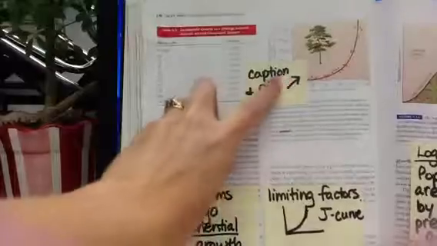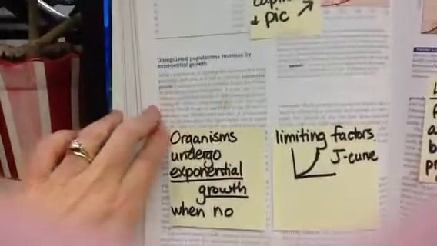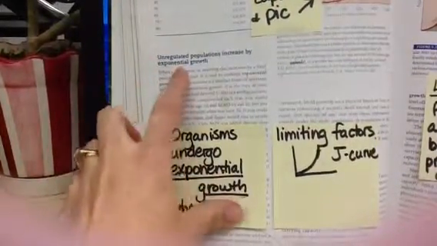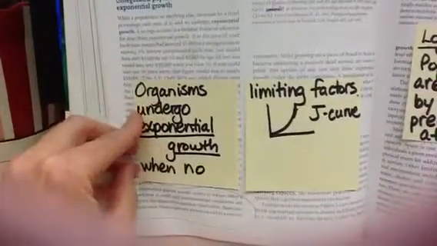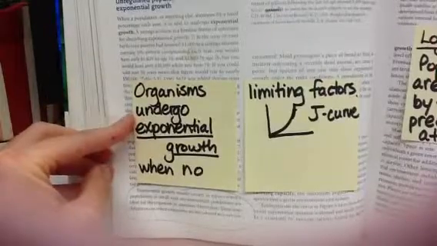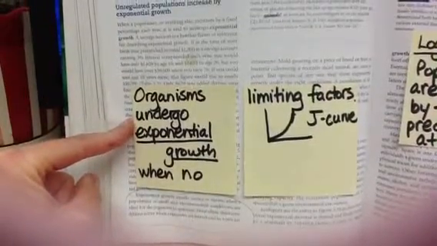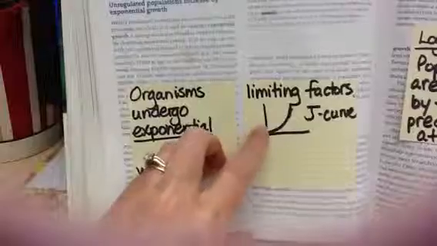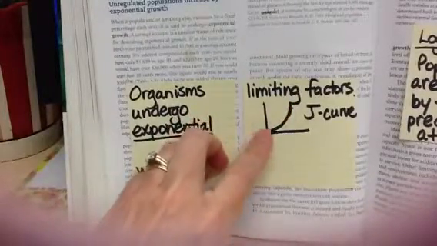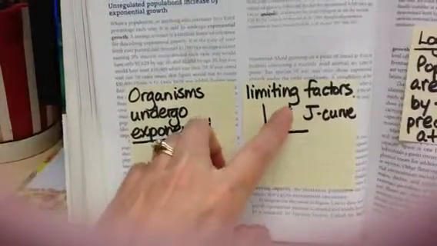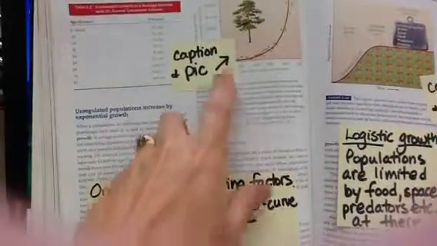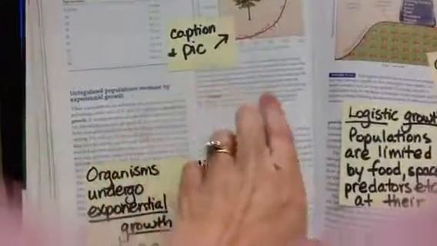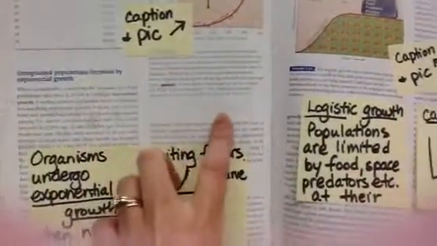Page 136, we have exponential growth, and it talks about unregulated populations increasing by exponential growth. So when there's no limiting factors, when nothing stops population growth, we call it exponential growth. And we call it a J-curve because it kind of makes a slight J here, not a very large J, but a slight J. And read the caption here and understand the picture. It explains it very well.